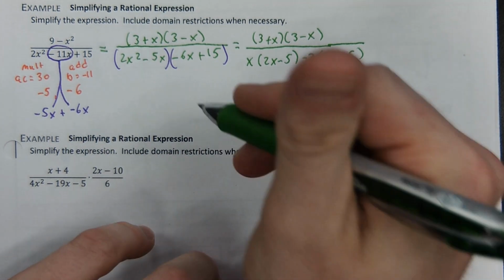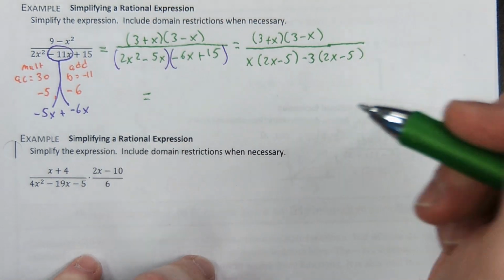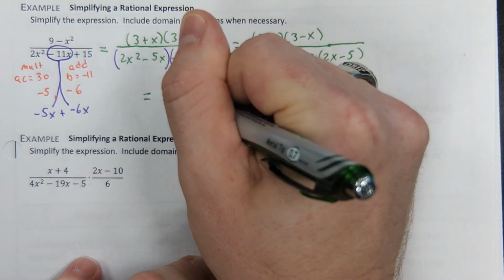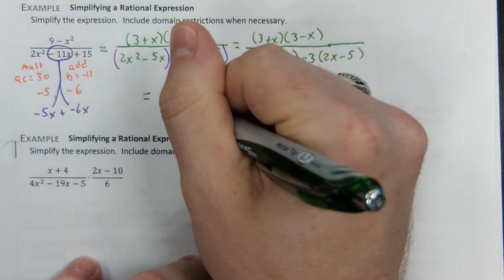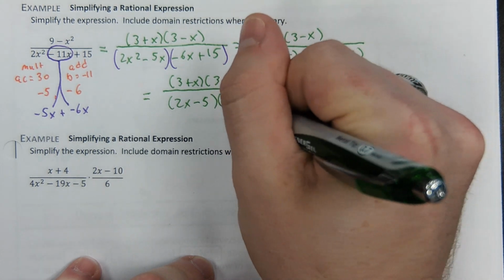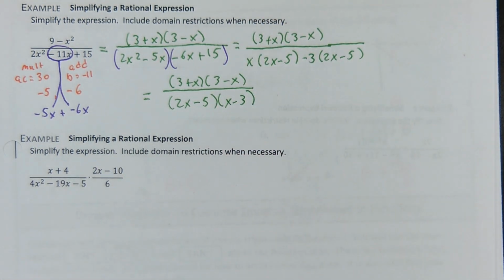That will get us to 3 plus x times 3 minus x. And on the bottom, I've got 2x minus 5 times x minus 3. So everything is broken down into their factors. And what I'd be trying to do now is cross off factors that match on the top and bottom. Well, the way it sits, no factors match on the top and bottom, do they?